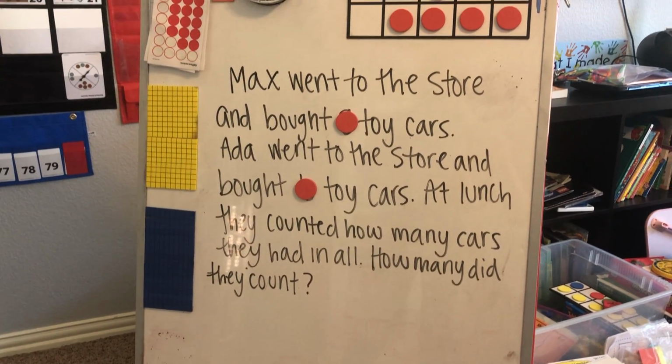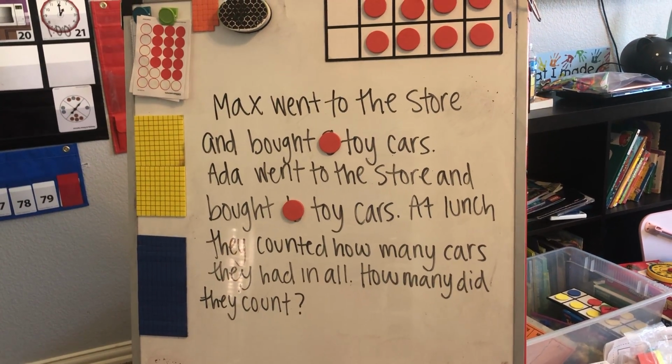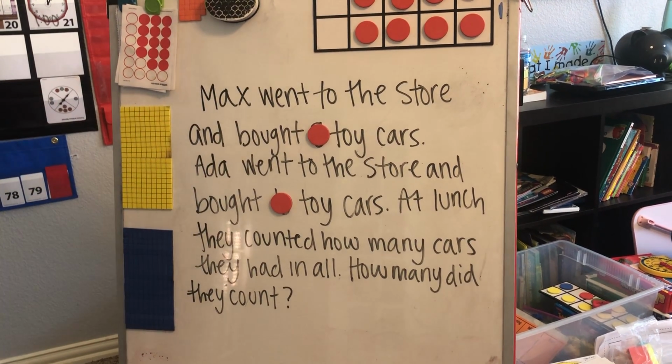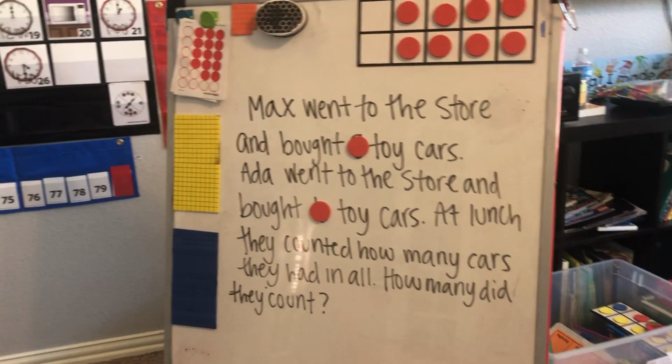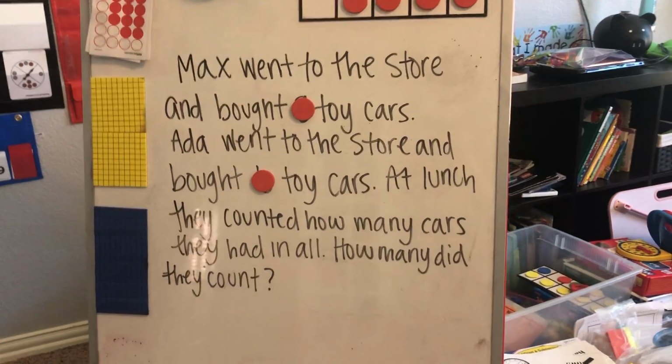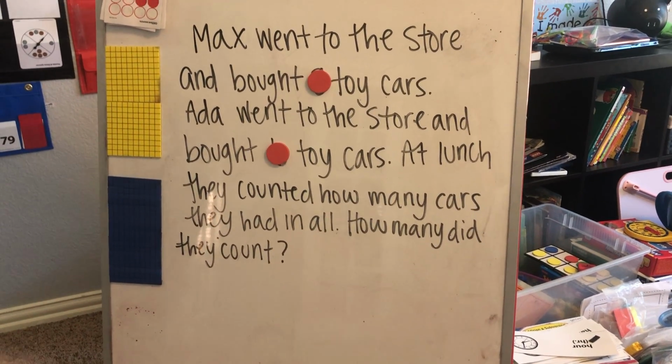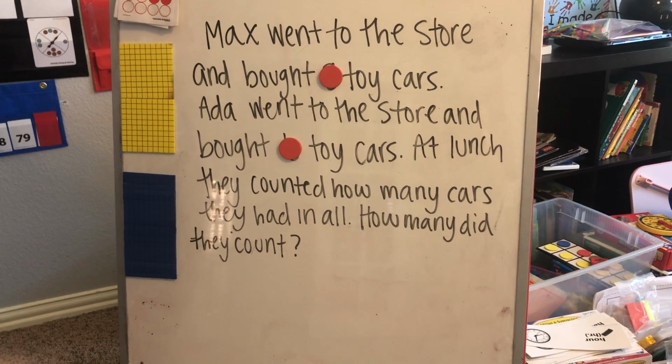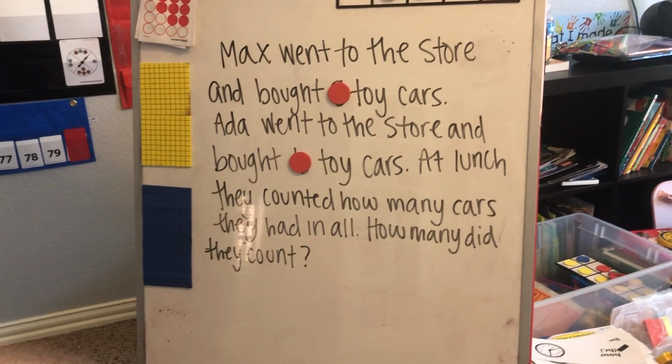All right, it says, Max went to the store and bought blank toy cars. Otto went to the store and bought blank toy cars. And then when they were at lunch, they counted how many cars they had in all. How many did they count?